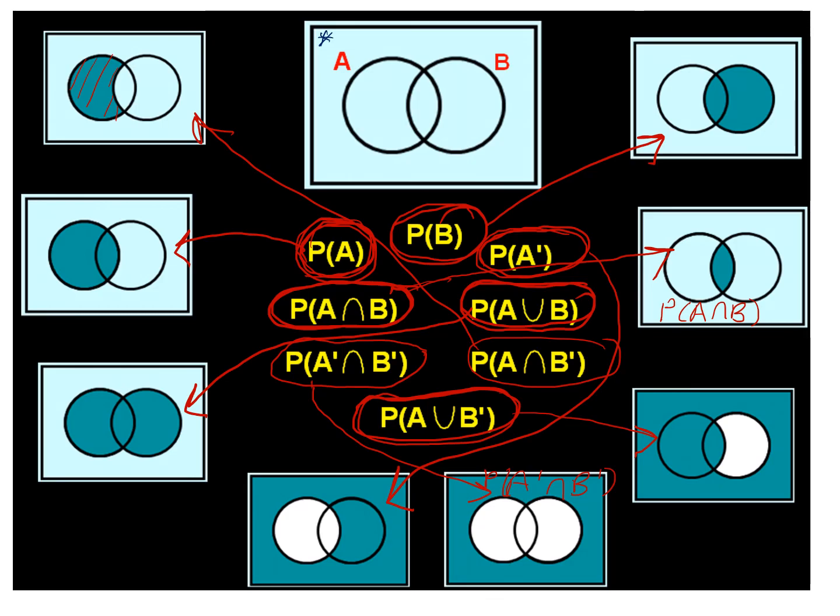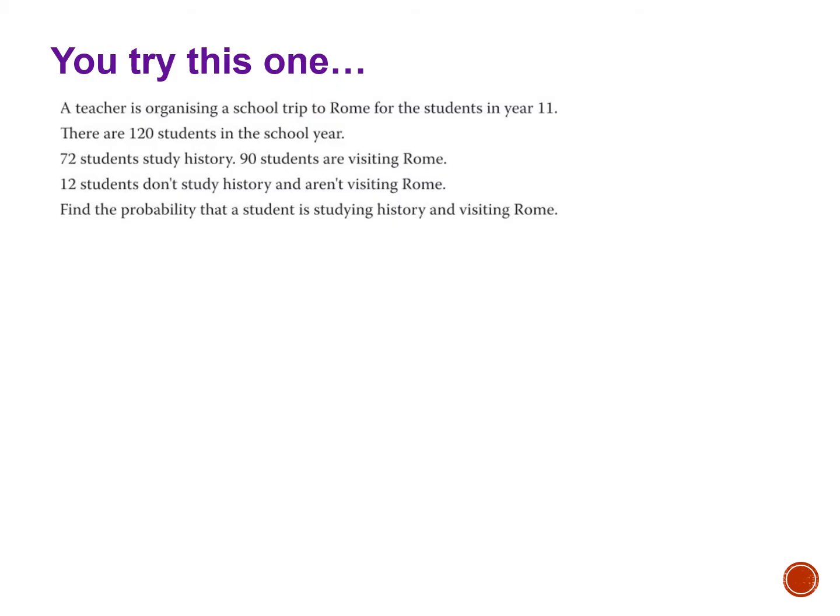Right, I've got one for you to try now. So what I want you to do is pause the video now, okay, and write down the question and have a go at that. I want you to have a go by drawing your Venn diagram to help you. I want you to fill in your Venn diagram with the numbers of students in each of the sections. And then once you've done that, you can answer the question. Rather than saying how many students study history and visit Rome, it's saying find the probability. So we'll have a look at how we do the probability in a minute. So you pause it now and you have a go.